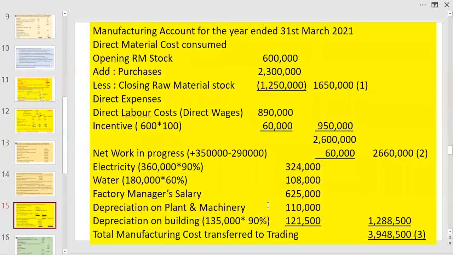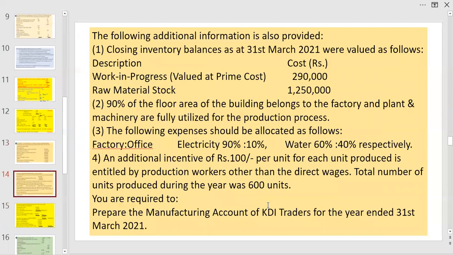Production may not be completed on the date of the account and will be carried as unfinished work into the next period. In the information given, raw materials, work in progress, direct expenses, and overhead expenses are given here. Under further information, closing inventory, raw material and work in progress are given.